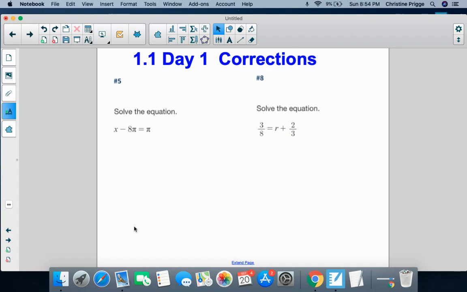Let's start with day 1, 1.1 corrections. The two problems I noticed most people had trouble with were number 5 and number 8. Number 5 had to deal with the pi symbol, and maybe that's what's throwing some people off. Remember, pi is just a number that we use a symbol for because it's too large, it's irrational. We can't write the entire decimal, so we use the pi symbol instead. So this says a number x minus 8 pi equals 1 pi.